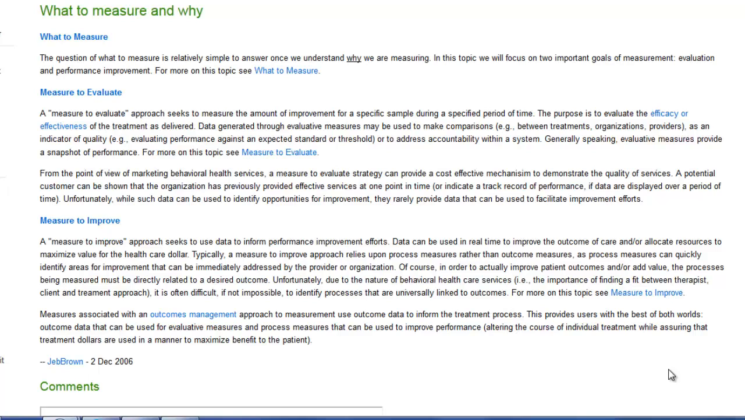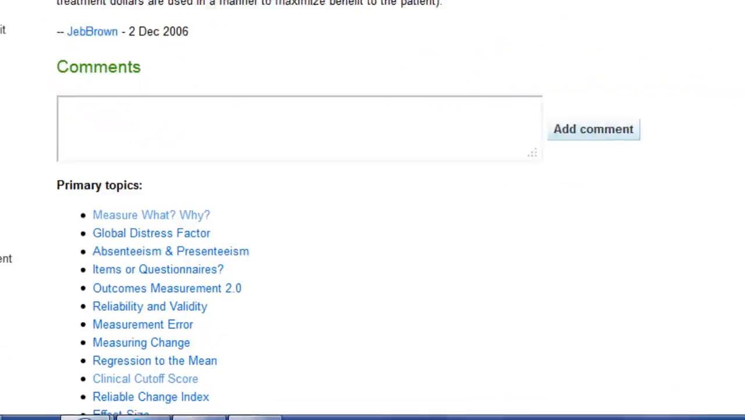In that case, you are measuring much more frequently, and you're using the information as it comes in to inform the clinical process. This is what many of us refer to as outcomes-informed care. You're not simply measuring to evaluate. You're measuring in such a way that the measurement becomes a part of the treatment process. This opens up a variety of methods and tools that you can use to improve outcomes for your organization.